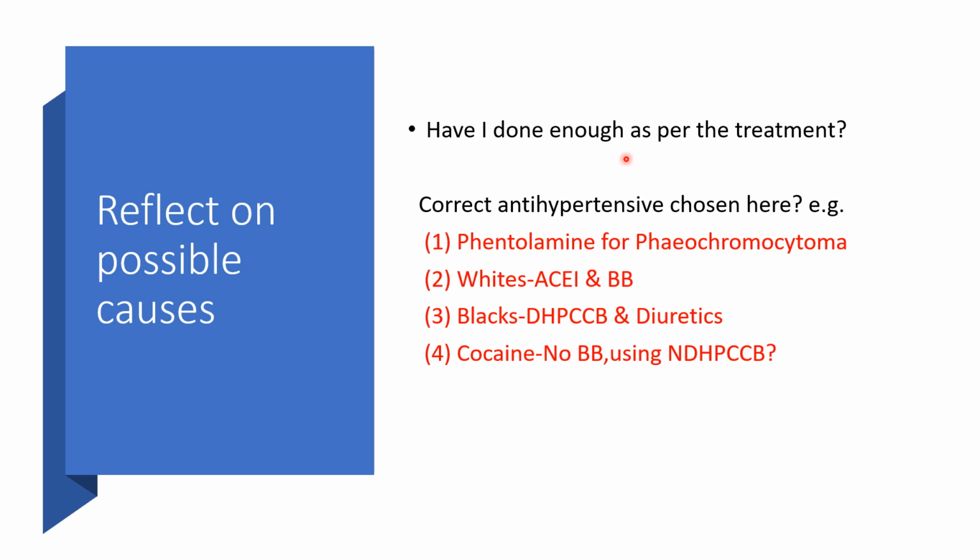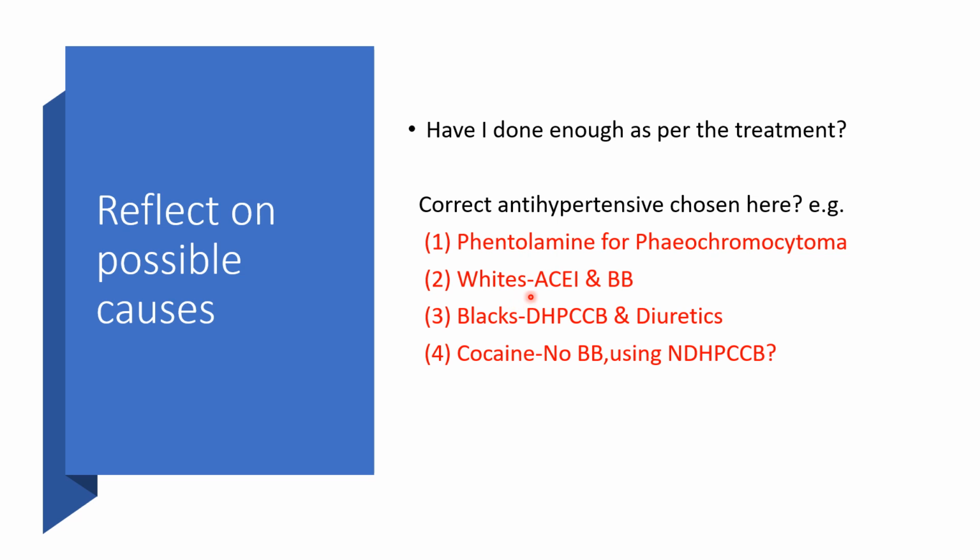Okay. Have I done enough as per the treatment? We go through the medication again. Have I selected the appropriate ones? For example, a correct antihypertensive chosen here will be, for example, phentolamine for pheochromocytoma. So if you are dealing with pheochromocytoma, it's not the best thing to be looking for other medications outside phentolamine or phenoxybenzamine. Phentolamine for pheochromocytoma, that is a correct medication for the correct condition in this patient. If you don't go for phentolamine or phenoxybenzamine, you may not be winning over pheochromocytoma.